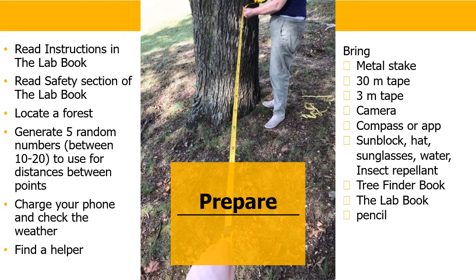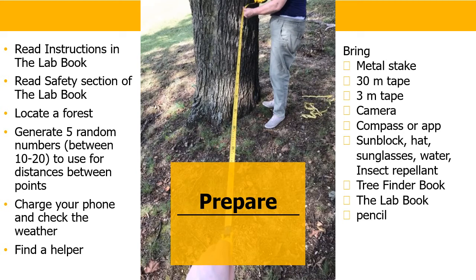And that should give you enough distance between the points that you would not be sampling the same trees at each point. Easiest way to generate a random number is just to find a random number app on your phone or your computer, and once you've generated your 5 random numbers, you can write them down in your lab book, and then you've got them with you so that you're able to use them as you do your sampling.